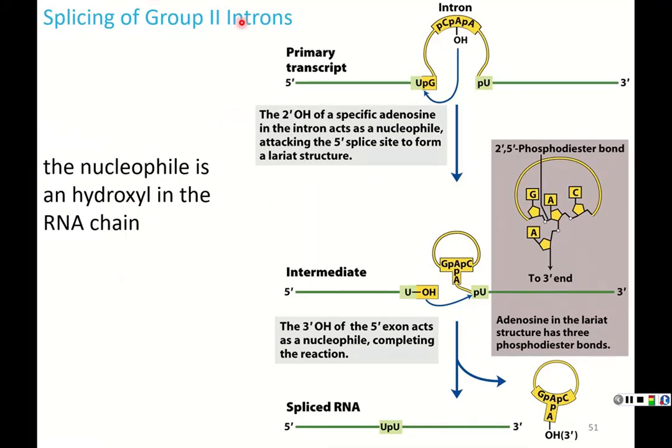The splicing of group 2 introns is a similar process, but the nucleophile is a hydroxyl that's within the intronic RNA chain. So in group 1 introns, we use the guanosine residue of an exogenous ribozyme. In group 2 introns, we're using a hydroxyl group that's found within the intron. It goes through the same mechanism of nucleophilic attack, and then you get this cutting of the phosphodiester bond between the last residue of this exon and the first residue of the intron, and then you can get nucleophilic attack from that exon to the next exon, and you're just cutting out that intron. By doing so, you're making this loop of RNA.